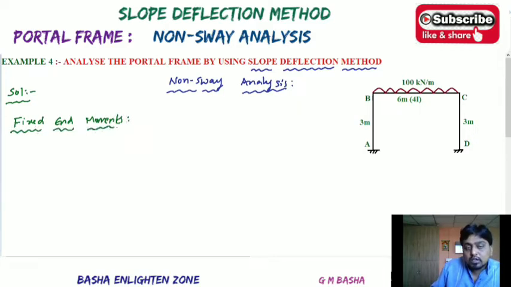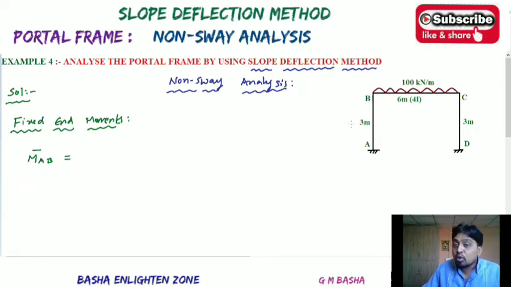See here, fixed moment means for column AB, M bar AB. If there is any load, we already know that if a point load is acting exactly at the center, the fixed moments will be minus WL by 8 to plus WL by 8. Like that, we know the forces based on the formulas for the different loading conditions.